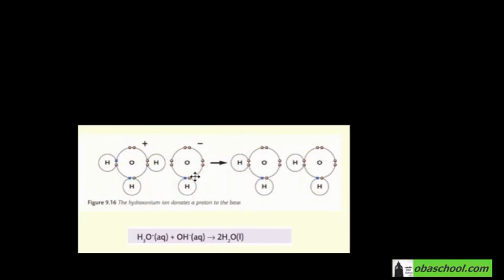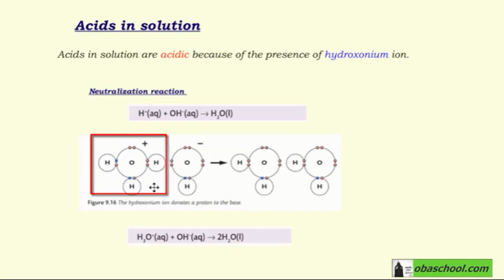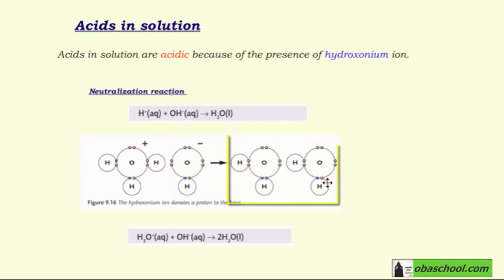So this is the equation of the reaction between the hydroxonium ion with the base, OH-. We said that H3O+ is the acid and OH- is the base. At the end, we obtain 2H2O, two molecules of water, since acid plus base gives a neutral solution, which is water.